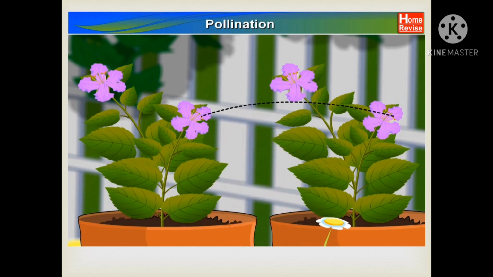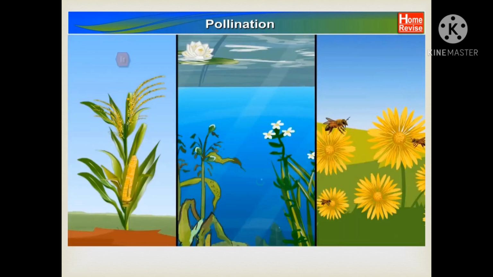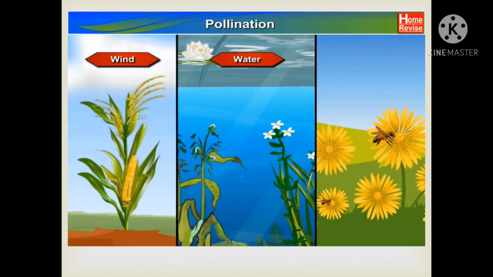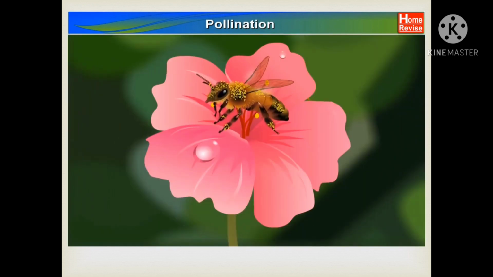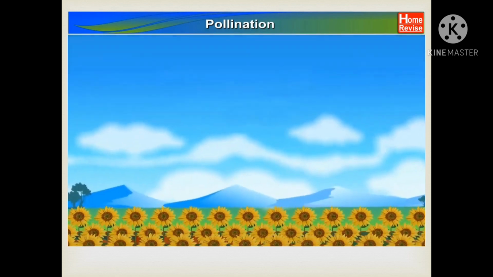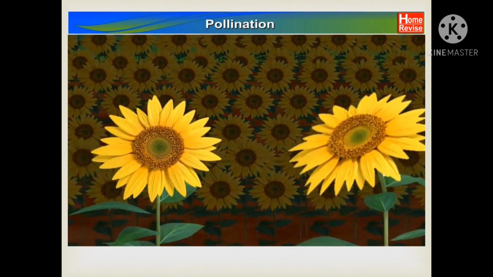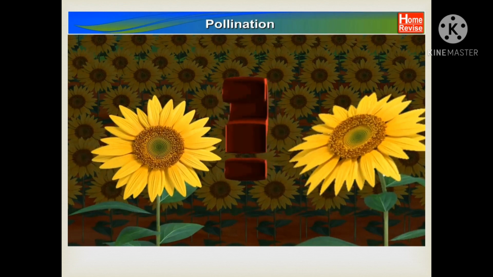The agents of cross-pollination are wind, water, or animals. You must have seen the honeybees sitting on flowers. In the absence of honeybees, the yield of sunflower goes down tremendously. Why? Answer.